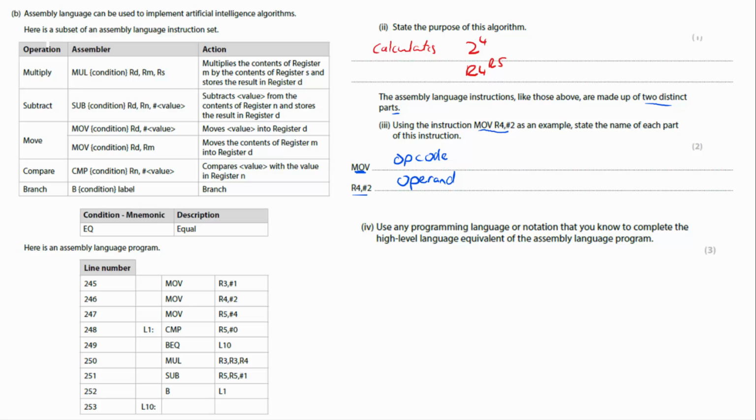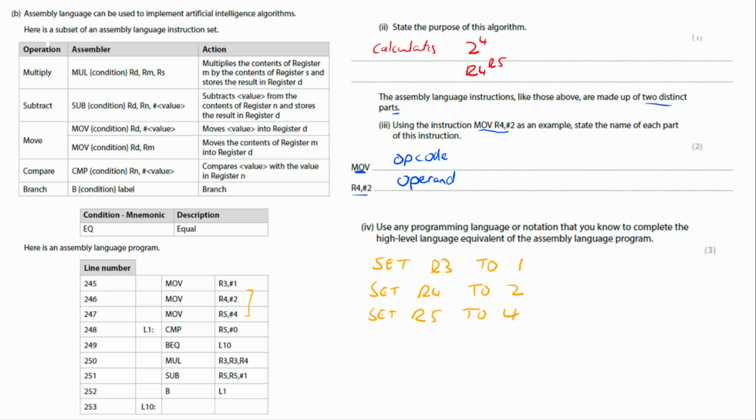So first thing we need to do is actually initialize our variables here. In pseudocode, the convention that Edexcel uses doesn't actually matter if you do it exactly like this. We'll keep the variable names the same. So set R4 to 2, and set R5 to 4. So this is the first stage.